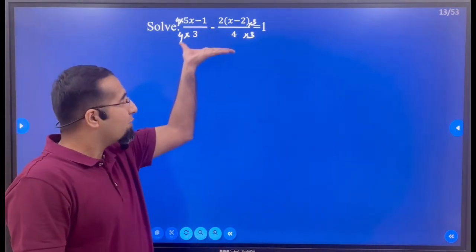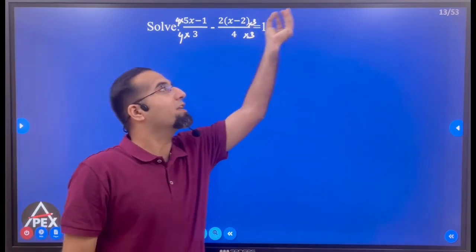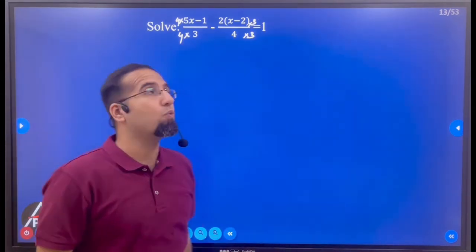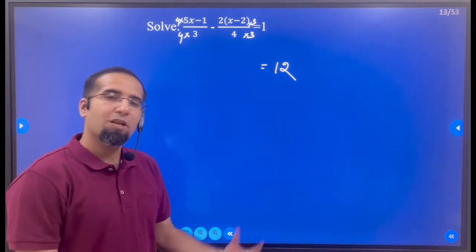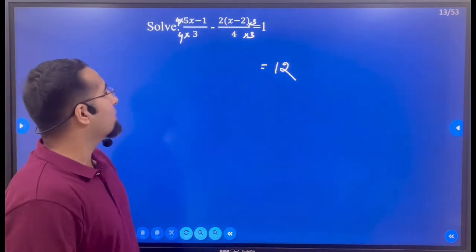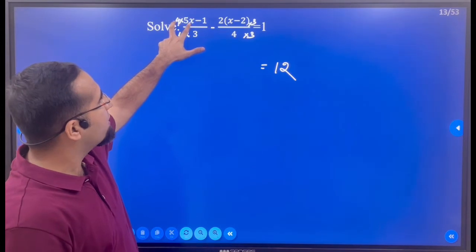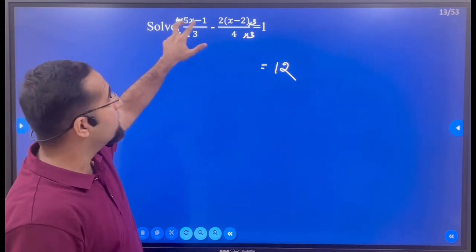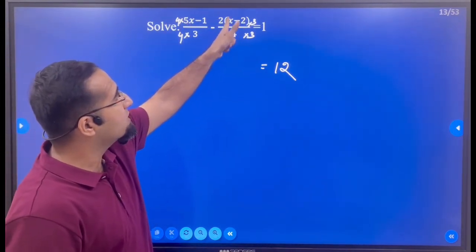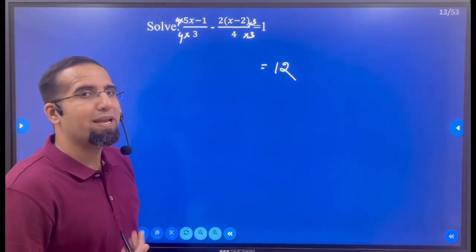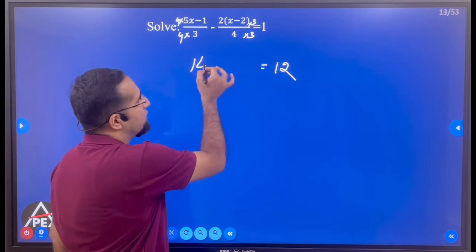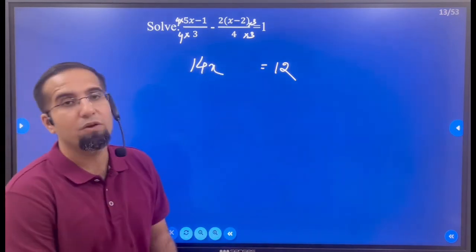Clear? So I have 12 in the denominator, I can cross multiply, so 12 into 1 becomes 12, that becomes my right hand side. Bring all the like terms together. When I bring all the like terms together, 4 5s are 20x. Clear? 3 into 2 is 6, 6 into x is 6x, there is a minus sign. So 20x minus 6x will give me how much, guys? 20x minus 6x will give me 14x.